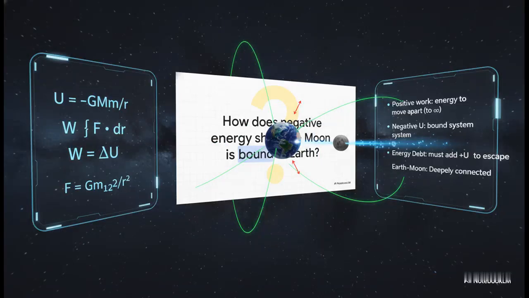So I'll leave you with this final thought. We've established that this negative potential energy represents being trapped in a gravity well. To escape, you have to add energy to get back up to zero. So what does this enormous negative number for the moon tell us? It's a measure of its bond to the Earth. It's the energy debt we would have to pay to send the moon flying off into space. It's a number that quantifies the deep, physical connection between our world and our constant companion in the night sky.